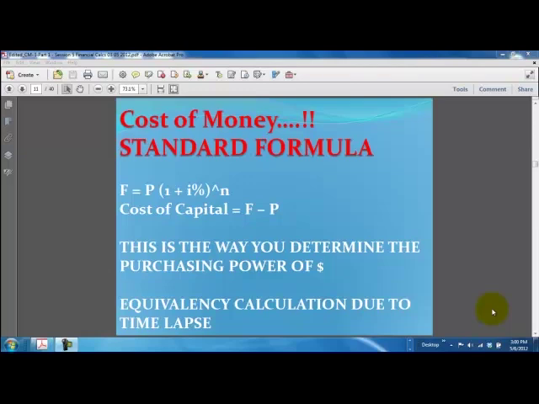So I hope you've enjoyed your lesson today, and I hope this clarifies for you how to calculate the future value of money given the present value.